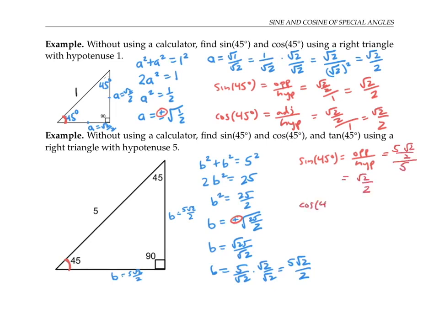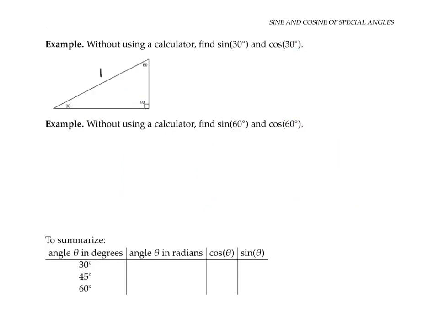And a similar computation shows that cosine of 45 degrees is also square root of 2 over 2 as before. This makes sense because sine and cosine are based on ratios of sides, and since these two triangles are similar triangles, they'll have the same ratios of sides. To find the sine and cosine of 30 degrees, let's use this 30, 60, 90 right triangle with hypotenuse 1.